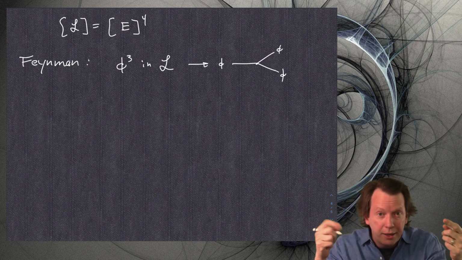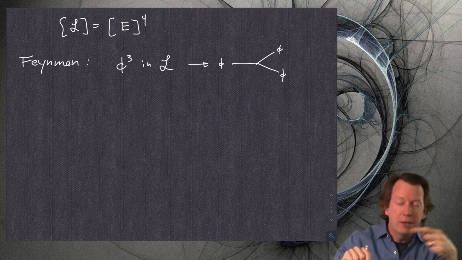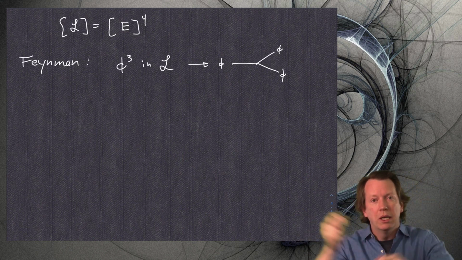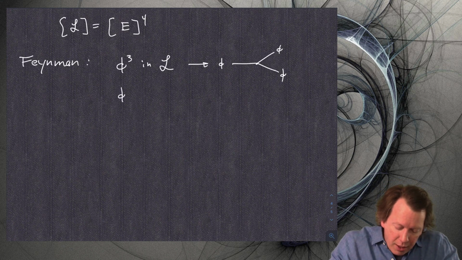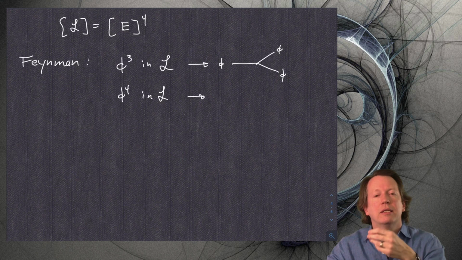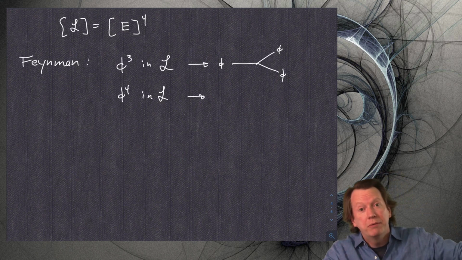And remember, it doesn't matter whether 1 goes in and 2 come out, or 2 go in and 1 goes out. We can move the lines as long as we keep track of particles versus antiparticles. If you have phi cubed in L, what I mean by this is the Lagrange density is a sum of different terms, right? Kinetic energy, potential energy, interaction energies.